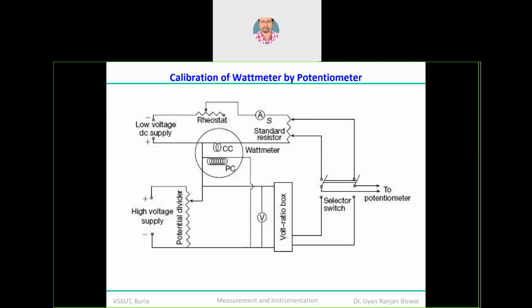So a high voltage supply under measurement is used with a potential divider circuit. In the potential divider circuit, on the right hand side you will get the fractional value of the unknown high voltage which is under measurement. This arrangement is connected to the pressure coil or potential coil through the voltage ratio box. With the help of this you will first be able to calibrate the voltmeter under measurement, and then with the help of the pressure coil you will be able to calculate the unknown value of the voltage on the high voltage side.